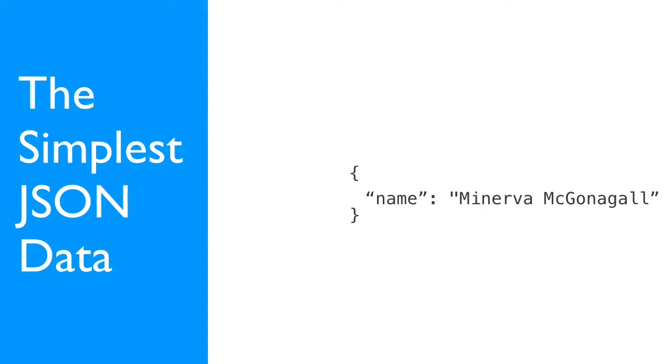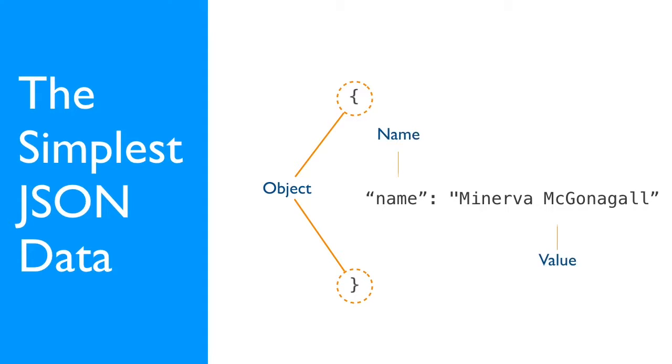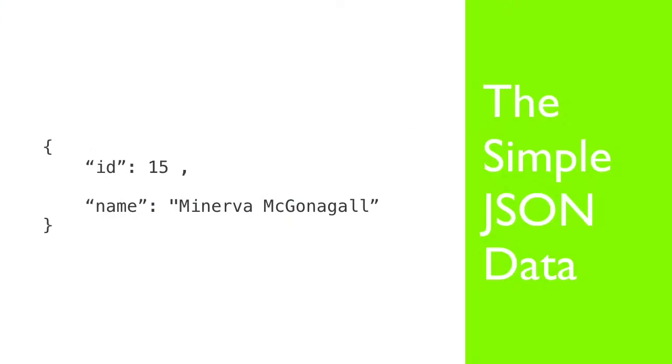This is the simplest JSON data. Each data in JSON is treated as an object. The object is represented with a pair of curly braces. The data within the objects are represented in name-value pairs. Within an object, most of the time we have more than one data. For example, here, we have ID and name. When this happens, we separate the data using comma.